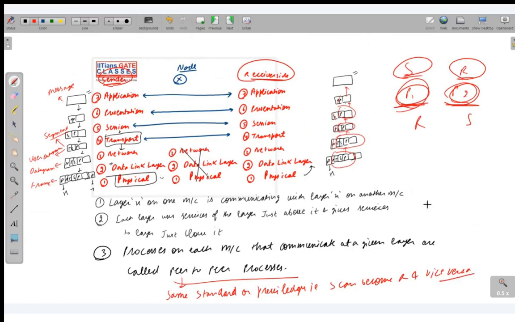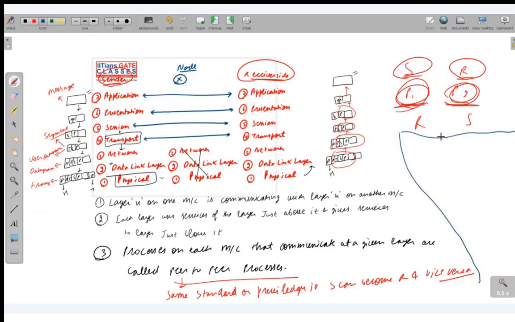And I have told you that except application layer and physical layer, all the layers add header, but data link layer is a special layer which is adding header as well as trailer. So you should know all these points, and let me write that, no problem, because these are very important points. I'm writing here.